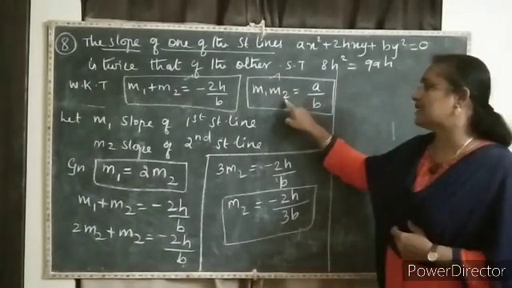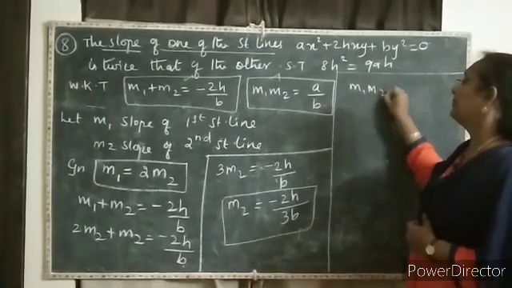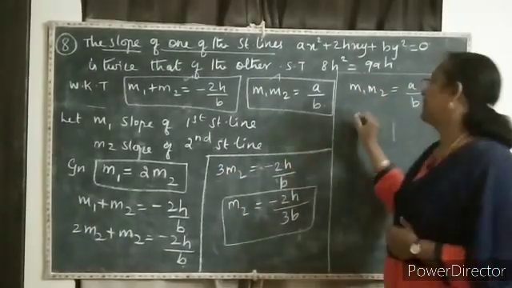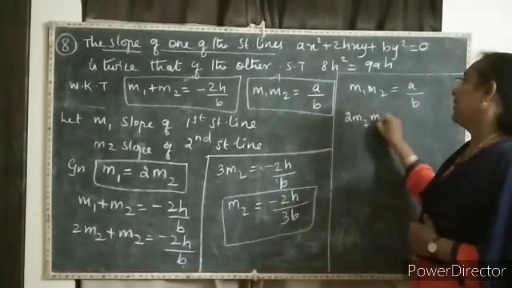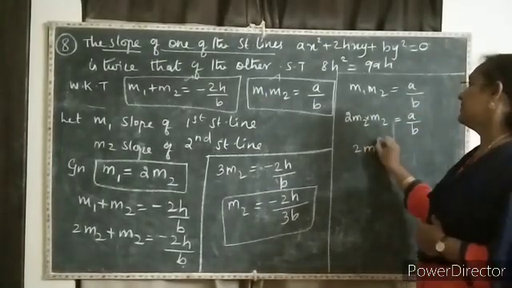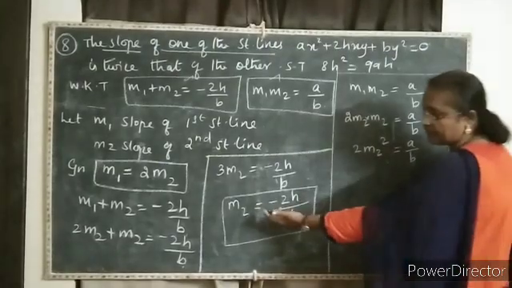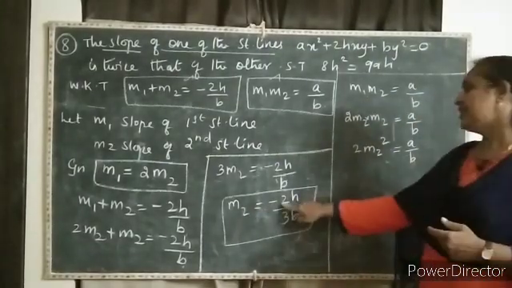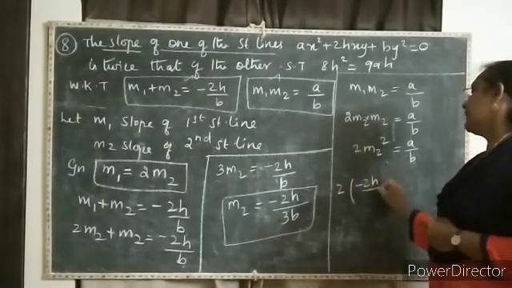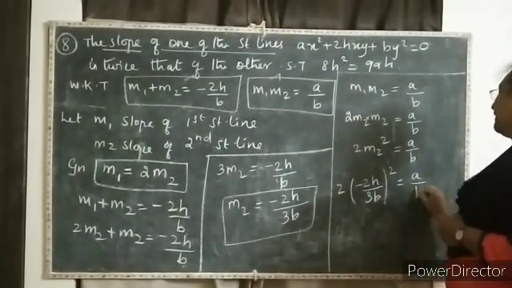Now we are going to use the second concept, since the first concept has been used. m1 into m2 equal to a divided by b. Now instead of m1 I can use 2m2. So 2m2 into m2 is equal to a divided by b. So this becomes 2m2 squared, isn't it? Equal to a divided by b. Now I have already found the value of m2, minus 2h divided by 3b. So 2 into minus 2h by 3b the whole square is equal to a divided by b.